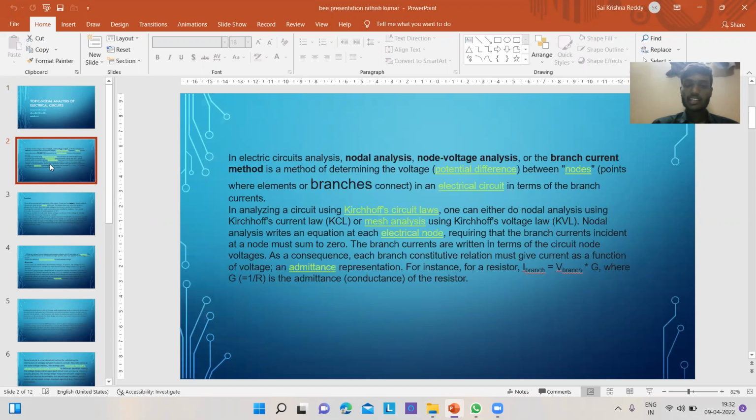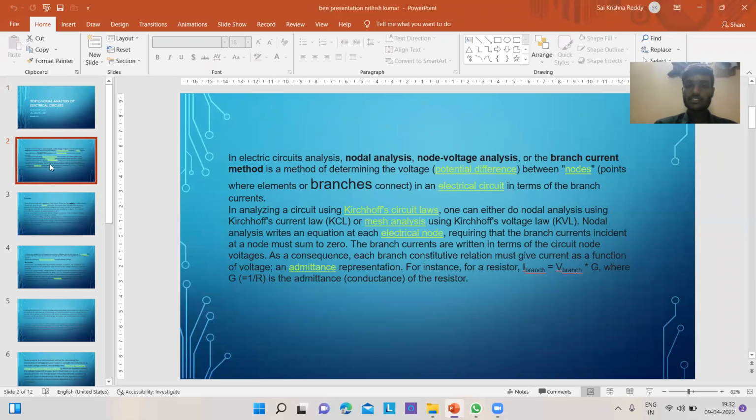In electric circuits analysis, nodal analysis, node voltage analysis, or the branch current method is a method of determining the voltage potential difference between nodes, points where elements or branches connect. In analyzing a circuit using Kirchhoff's current laws, one can either do nodal analysis using Kirchhoff's current law or mesh analysis using Kirchhoff's voltage law.